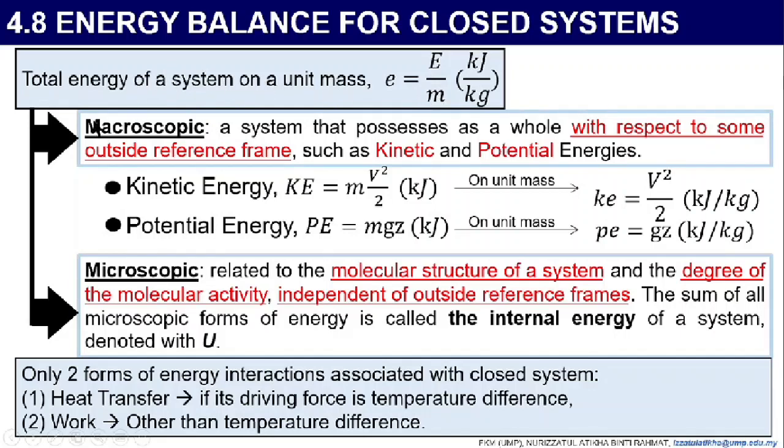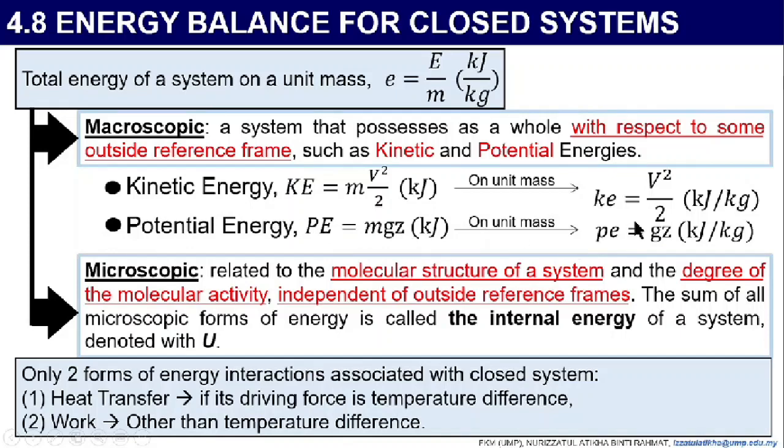The total energy of a system can be calculated in macroscopic terms. For macroscopic, it is a system that is considered as a whole with respect to some outside reference frame, such as kinetic and potential energies. So we have this kind of energy in macroscopic. Kinetic energy KE equal to mv squared over 2. On a unit mass, we write it as small ke. For potential energy, PE equal to mgz or mgh.